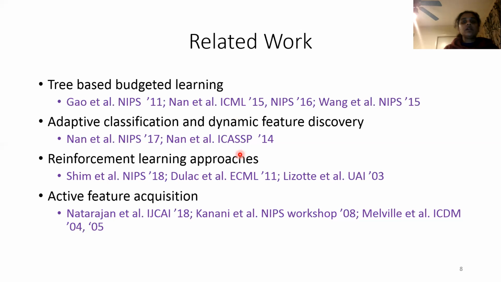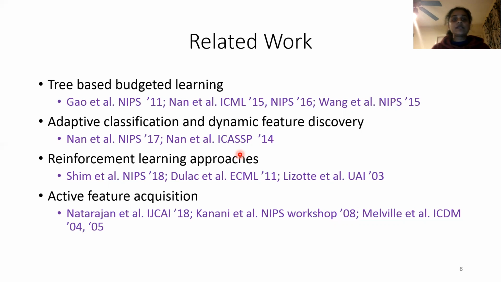Moving on to the related work, this problem has been looked at in the literature from various directions. One direction is tree-based budgeted learning, where the feature acquisition cost is typically added to the splitting function for growing a decision tree or other ensemble-based methods in order to manage this trade-off between acquisition cost and performance. There has been a line of work along adaptive classification, where typically a high cost model is used to learn a function, and then a low cost model is used to selectively approximate this high cost model wherever possible.